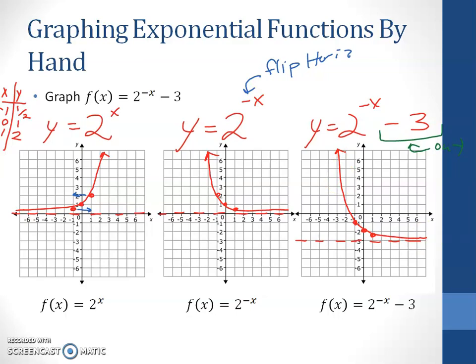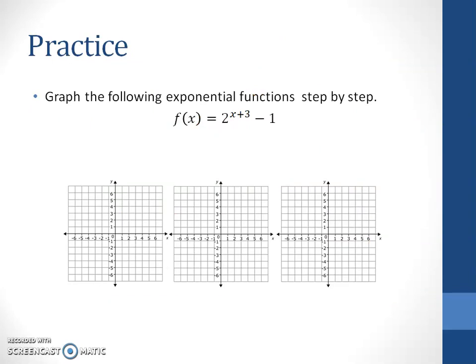Okay, nothing too crazy. All right, now I've got f of x equals 2 to the x plus 3, minus 1. Parent function, y equals 2 to the x. It's the exact same as the one we had before. Remember, 0 goes with 1, 1 goes with 2, negative 1 goes with 1/2. So again, 0, 1, then 1, 2, then negative 1, 1/2. Don't forget my asymptote.